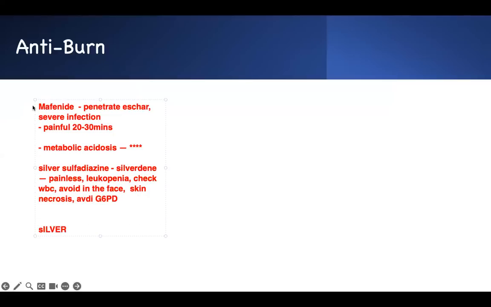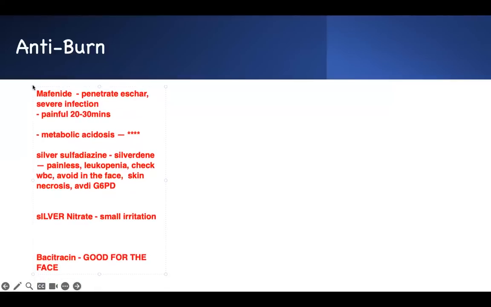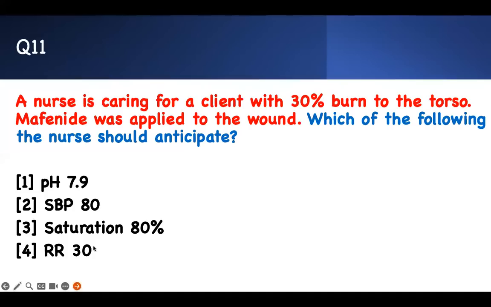The next medication is silver nitrate. This is all for burn. This does not have any big side effect, just small irritation. That's all. And bacitracin, the last one, is also used for burn. This is good for the face. So if somebody has a burn to the face and you need to apply any agent to the face, the only one you can use is bacitracin. Don't use anything else. That's all. For medication, these are the straightforward things you need to know. Okay? Let's do some questions and we're done.